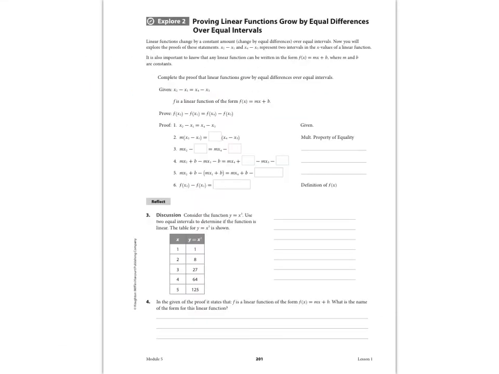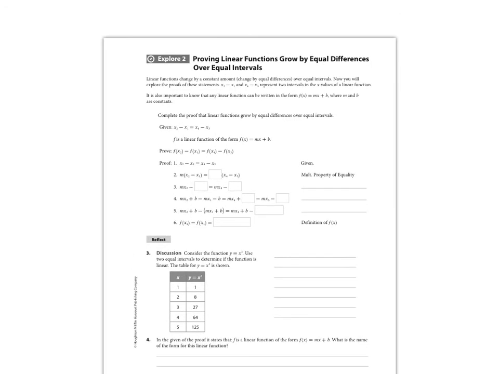Let's take a look at this Explorer here for number 2. I would recommend not going through it unless you want to get a sense of how this works using just variables only, and that it works every single time. For something to be linear, you have to know that the changes between the consecutive x's and the change between the consecutive y's are always going to remain the same when you go through a function.